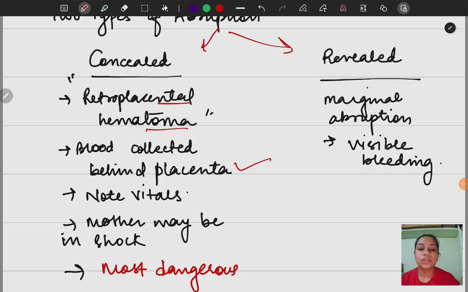So in this case you have to note the vitals. Why vitals? Because bleeding is getting collected, so clinically the mother may not show, but when you take the vitals, her BP will be low, she must be in hypotension, she must be in shock. So that is why it is the most dangerous, because the patient won't show any clinical signs. Then next is the revealed type. In the revealed type there will be visible bleeding and marginal abruption of the placenta.